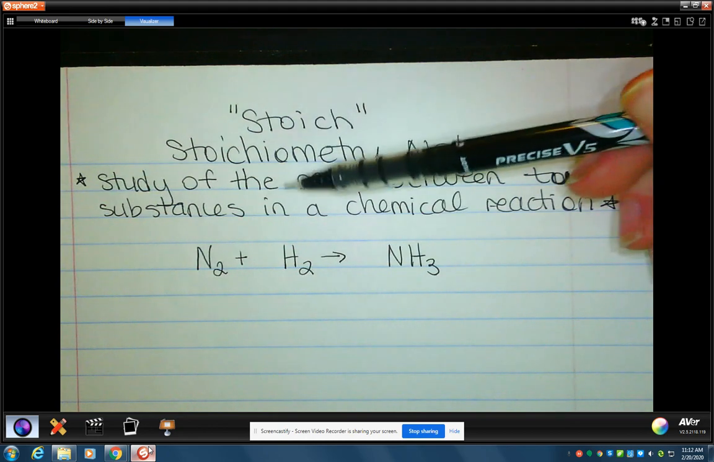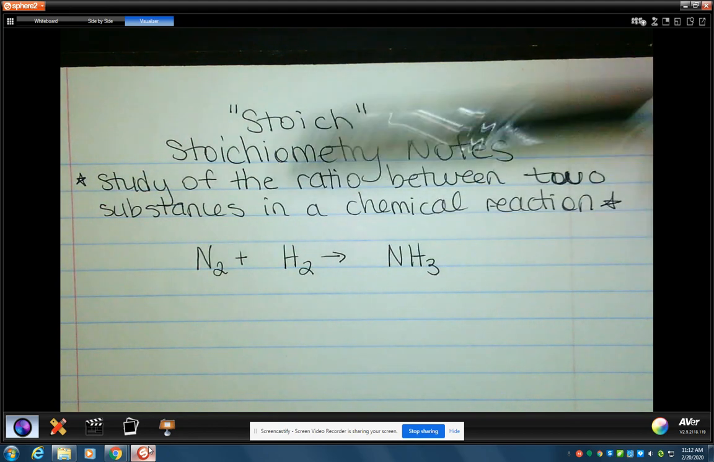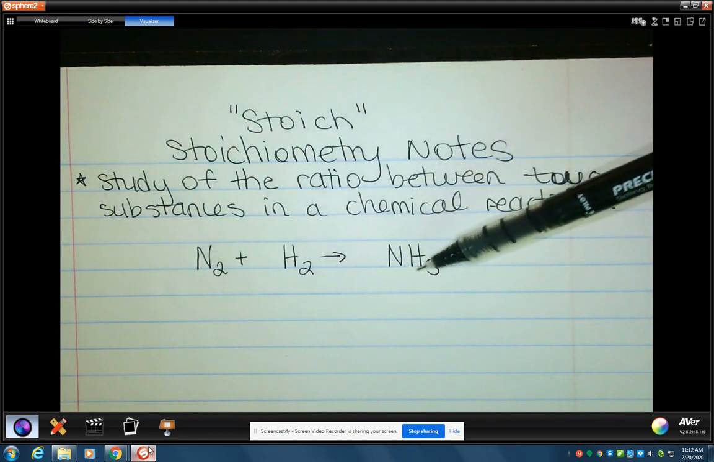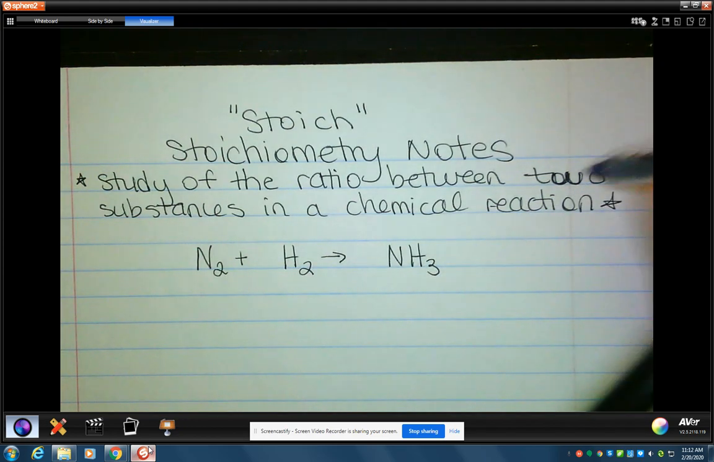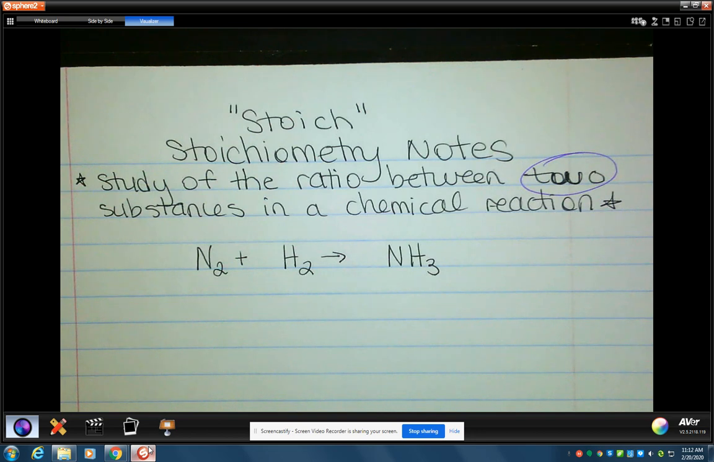is the study of the ratio between two substances in a chemical reaction. Now notice here I have 1, 2, 3 things, but when we're looking at stoichiometry, we only ever look at 2 at a time. Okay, now sometimes we're solving multiple things in a problem, but each time we only use 2 things. Whenever you're dealing with stoichiometry and a chemical equation, it has to be balanced.